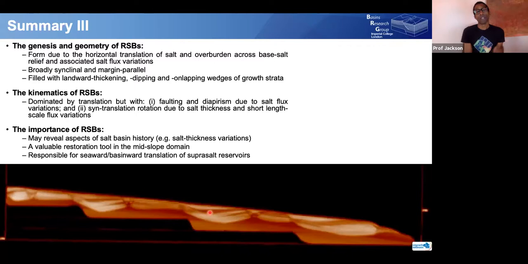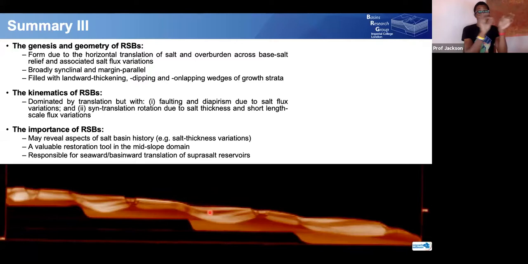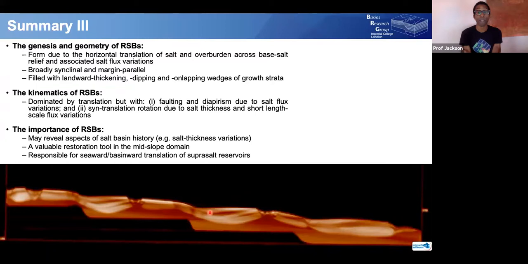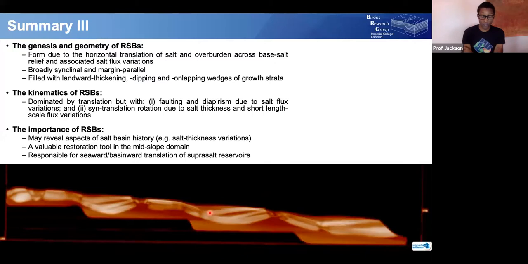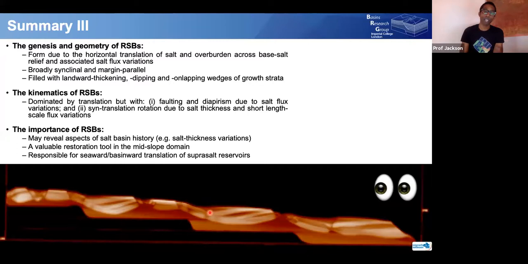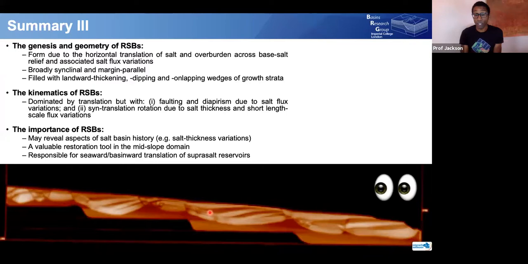I hopefully showed you how they can be a valuable restoration tool in the mid-slope domain, so we can use these onlaps to pin at different time periods where the overburden was and where the salt structures were. And they can be responsible for the seaward or basinward translation of supersalt reservoirs. So just to return, keep an eye out for them, right? They are there, and when you see these unusual geometries, have some confidence in what you're interpreting and how you may then utilize those geometries.